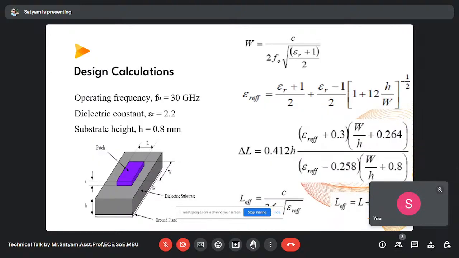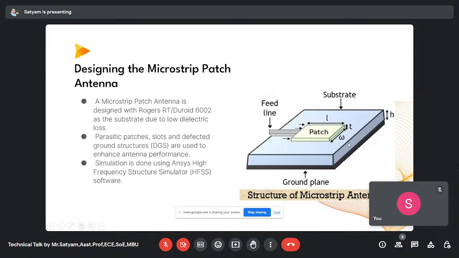So these are the design calculations. This is the width of the patch, what should be the formula? This is the length, what should be the formula, right? Thickness comes from the manufacturer side only, so we don't calculate thickness because it is adjustable, right? So we will just calculate the width and the length of the patch, right?